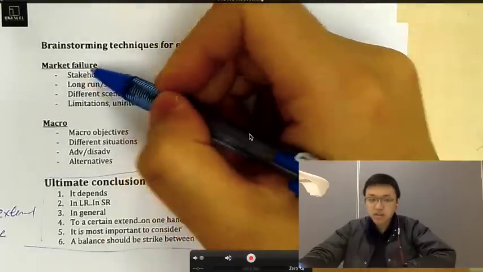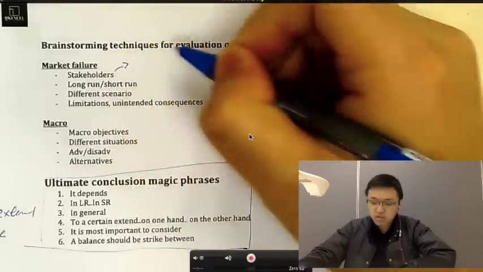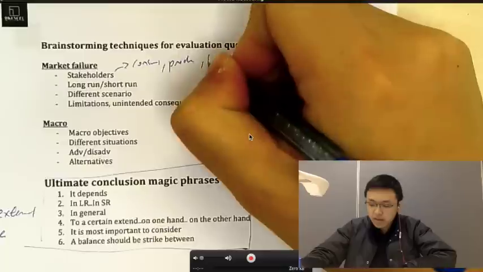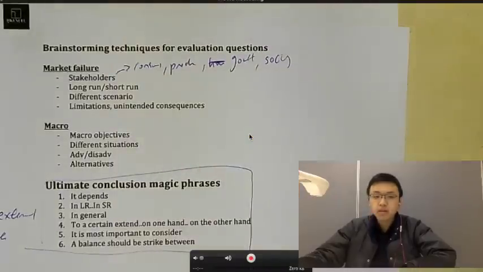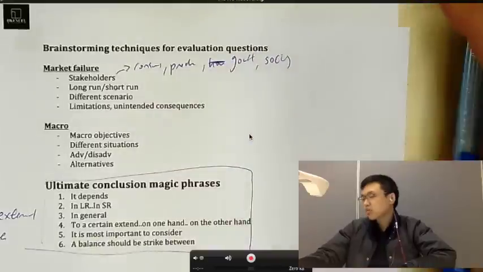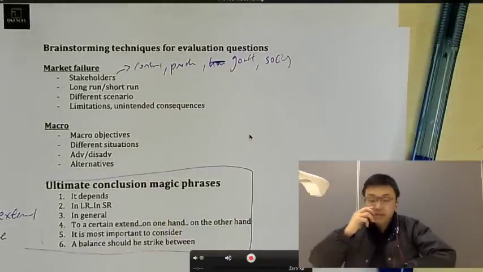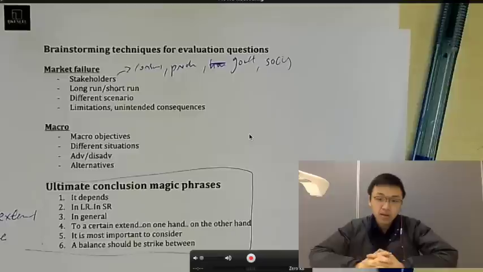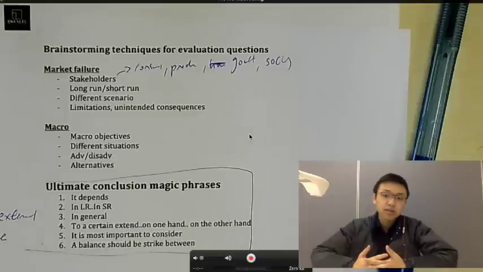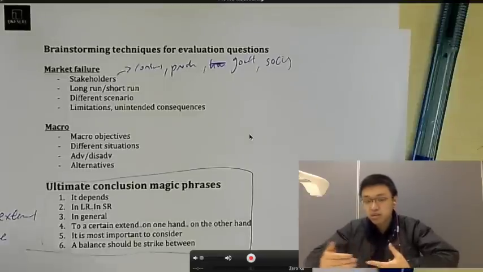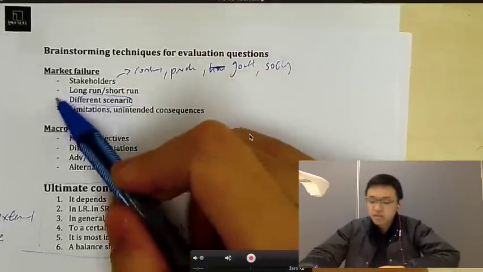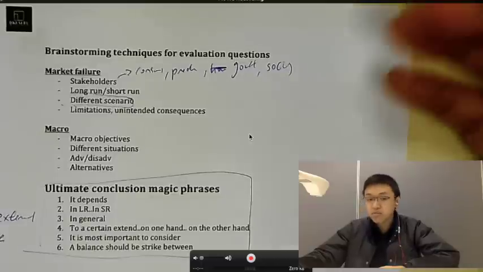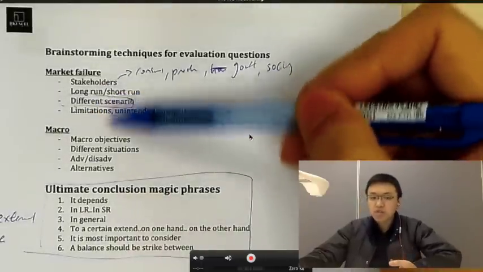Look, so market failure, you always look at stakeholders. So what are the stakeholders? Well, like consumers, producers, government, and the society at large. Okay? Long run and short run. Because a lot of times they'll ask you to evaluate policies to stop market failure. Some policies are more effective in the short run. Some policies will take longer to work, so they are more of long-term policies. Okay? Different scenarios. This is often useful depending on the question. But not all questions you can use all 4. It depends on the question.